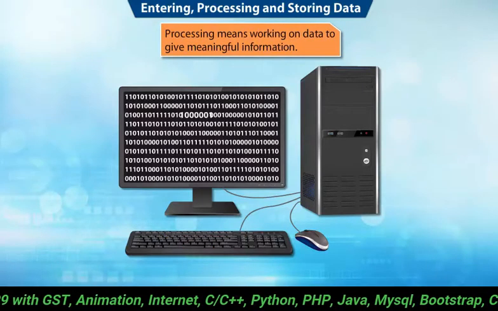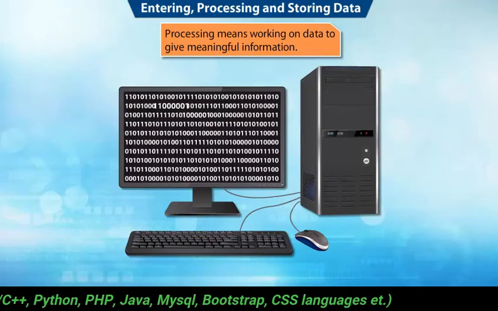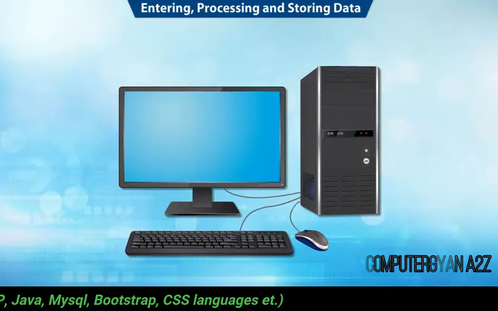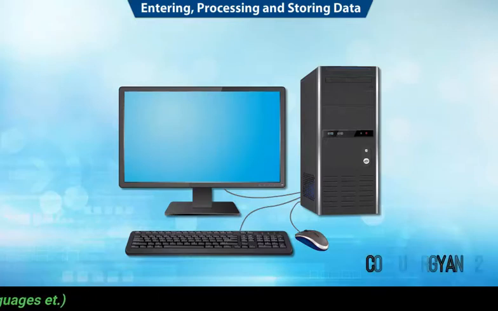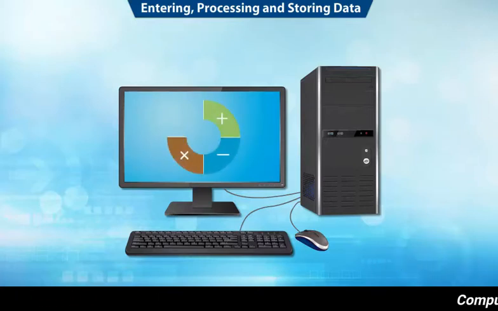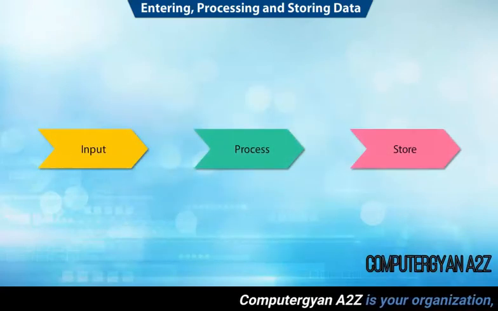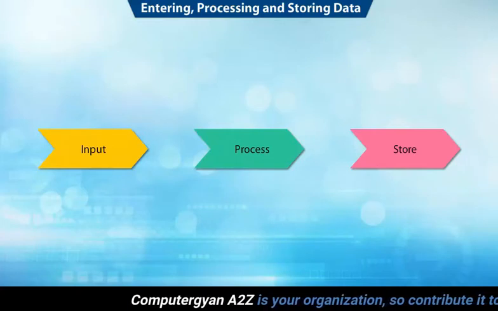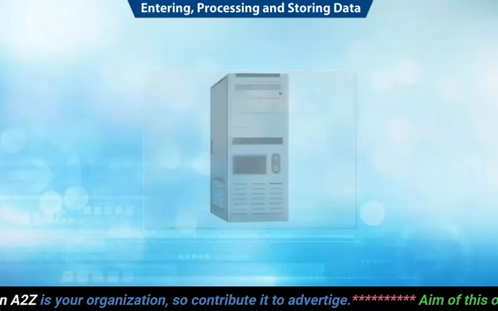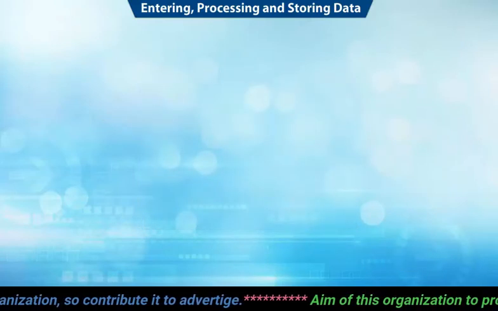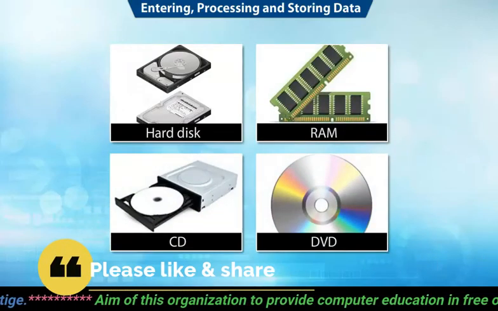The CPU works on the data to give meaningful information. This is called processing. During processing, the CPU will do different calculations like addition, subtraction, multiplication, and division. After processing, the result is stored in the computer memory. The computer has a large amount of memory. A computer has storage devices like hard disk, RAM, CD, and DVD to store the data.